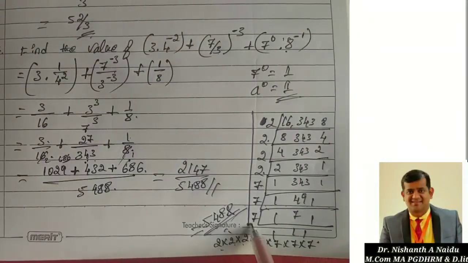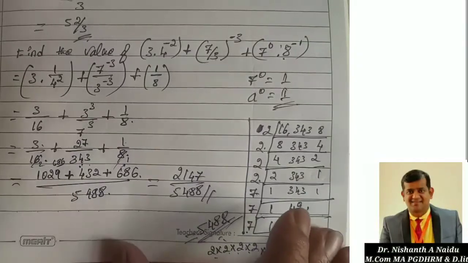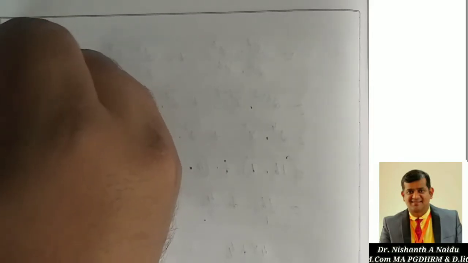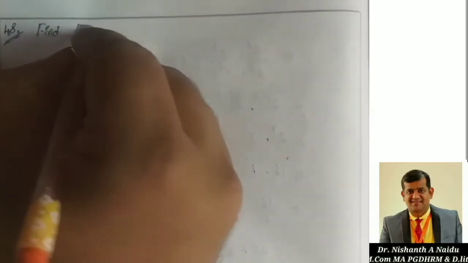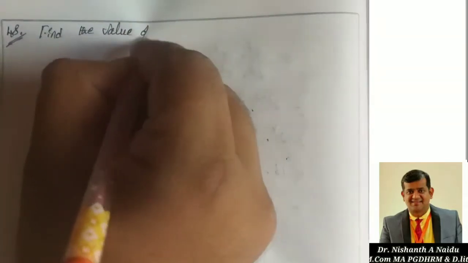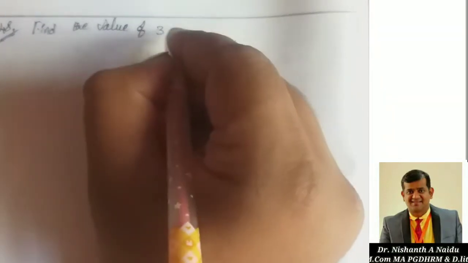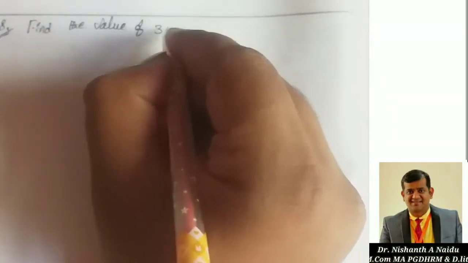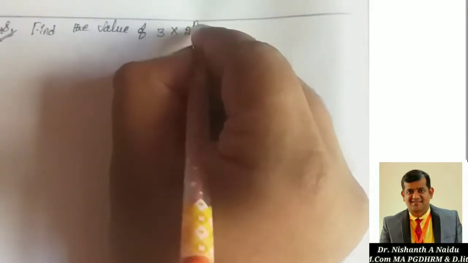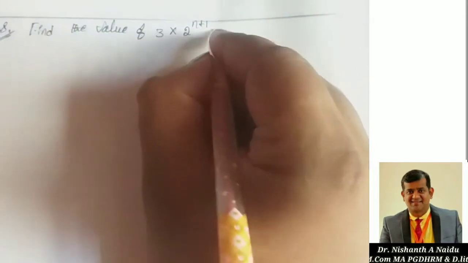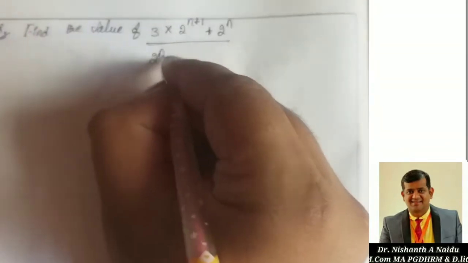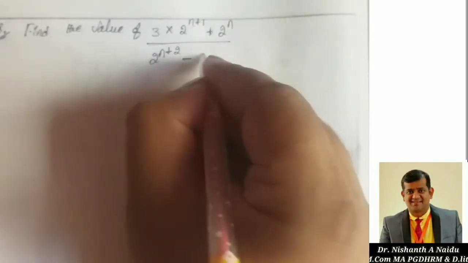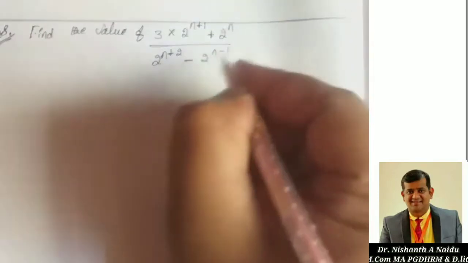Okay, so this is the answer for problem number 47. Let us move to the next problem, problem number 48. So the problem is: find the value of 3 into 2 to the power n plus 1 plus 2 to the power n, divided by 2 to the power n plus 2 minus 2 to the power n minus 1.